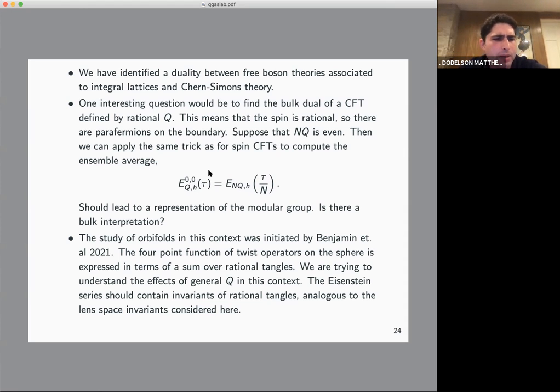But it's not clear what the bulk interpretation is because there's no such thing as paraspin Chern-Simons theory, at least not that I know of. So it would be interesting to understand if there is a bulk description.